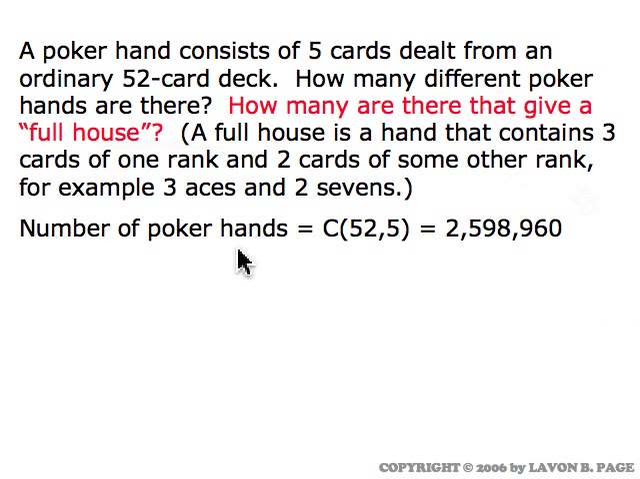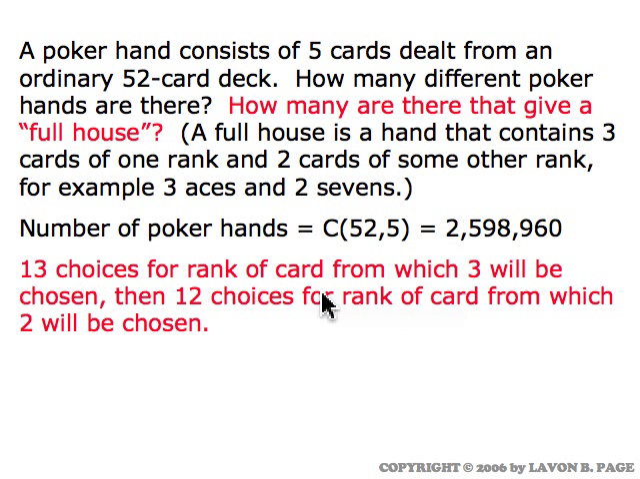To count the number of poker hands, that's a straightforward combinations calculation because we have 52 cards in the deck, and the poker hand consists of 5 of those 52 cards. The combinations formula gives us the way of counting that, and you come out with around 2.5 million different possible poker hands. Now, the number of hands that give you a full house is obviously going to be much, much, much smaller than that. Let's see how you would count that.